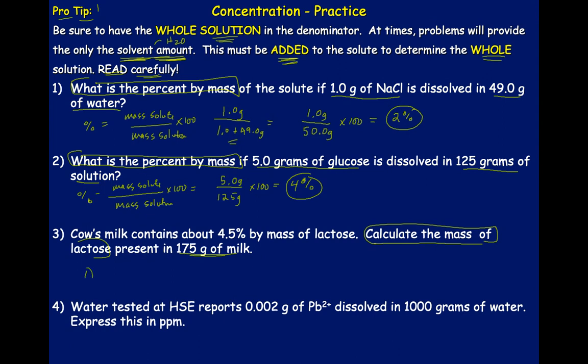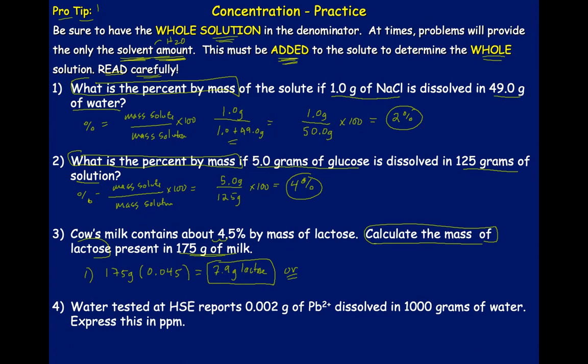You can do this 2 ways. You can say, okay, I'm starting with 175 grams of milk, and it says that it's 4.5% lactose. So if you know that's the case, you simply multiply that times 0.045. You want to change the percent to decimal, so you move the decimal over, and you would get about 7.9 grams of lactose. Very similar to what we did in the mole unit when we talked about percent composition.